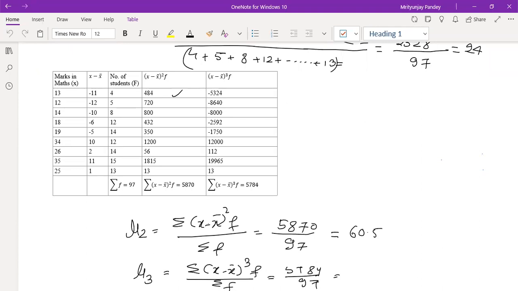Five seven eight four divided by 97. 59.6. 59.6. Understood? So this problem is based on frequency distributed data.